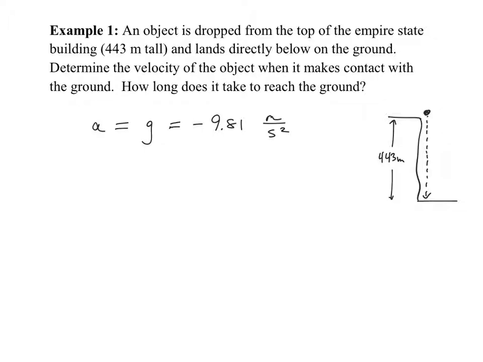Yeah, moving down is negative displacement. Moving left is negative displacement. Now, I'm moving down, so I'm going to call displacement y instead of x. Let's write a note here on the side. I'm going to start by writing y equals negative 443 meters.